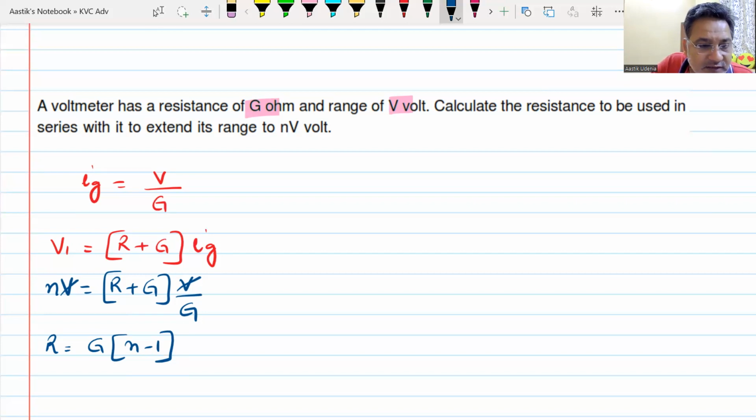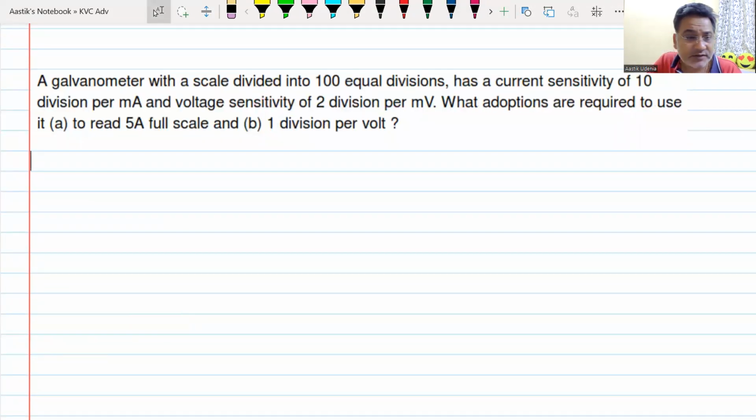That takes us to this fundamental question. I've seen a question of this nature come in some JEEs, not the recent ones, but 5 or 6 years back. Have you noted this down? Yes, sir. This is the next one in line.